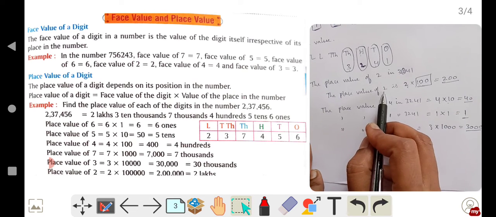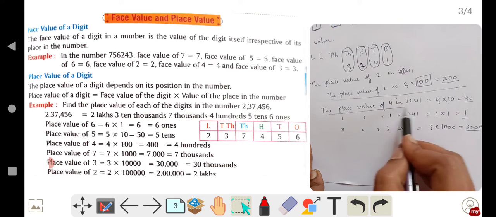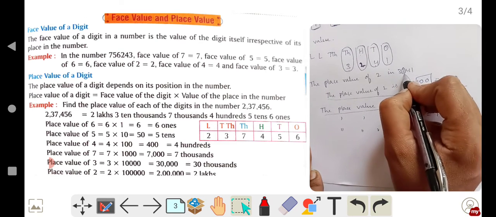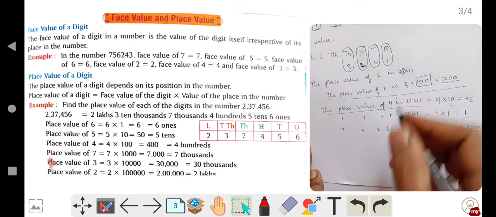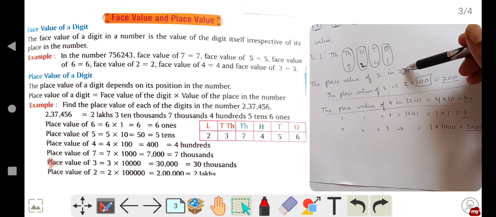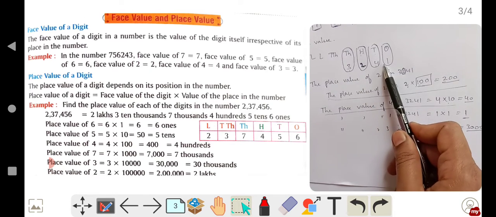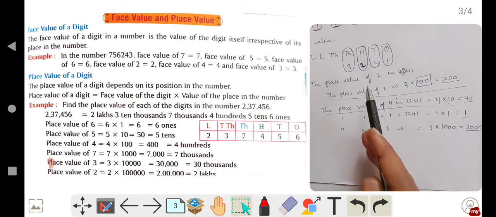If it is asked the place value of 2, then you have to write only the place value of 2. If it is asked the place value of 4, then 4. Whichever digit is underlined or circled and its place value is asked, then you have to write the place value of that particular underlined or circled digit. Or if it is asked to write the place value of all the numbers, then you have to write it like this.